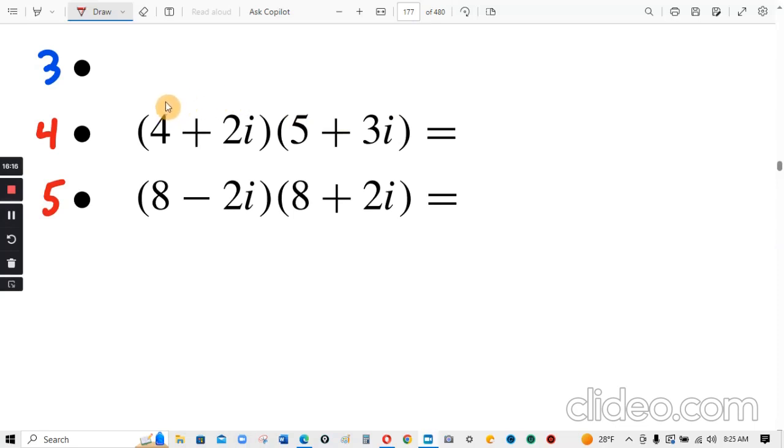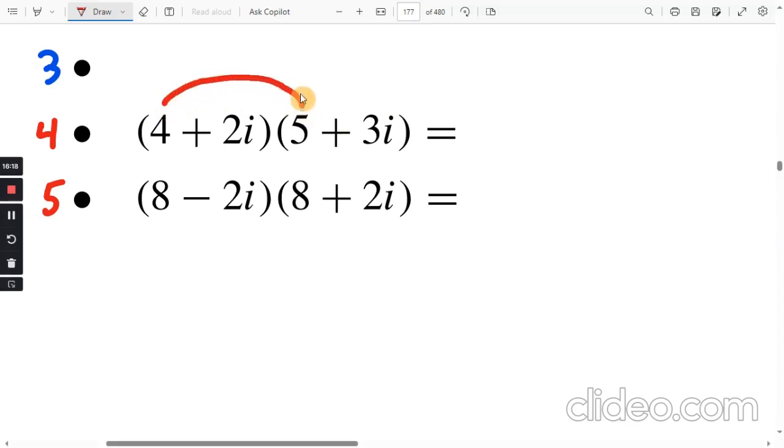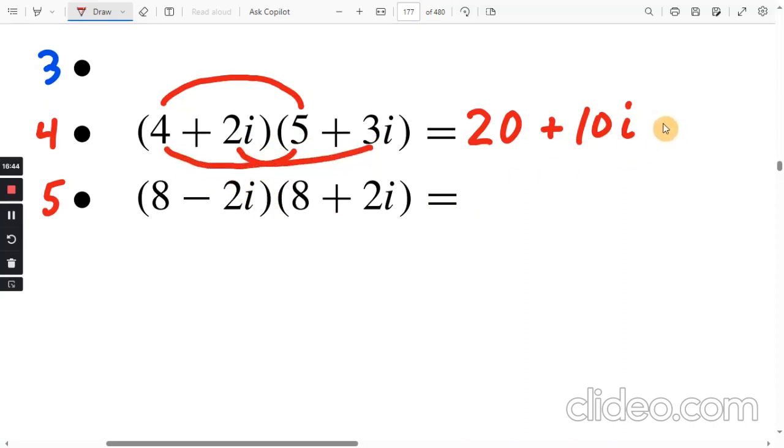First is going to be 4 times 5. That's 20. Inner is going to be 2i times 5. That's 10i. All right, notice it's the same thing as if this were 2x times 5, it would be 10x. So if it's 2i times 5, it's 10i. The outer is going to be 4 times positive 3i, that's positive 12i.